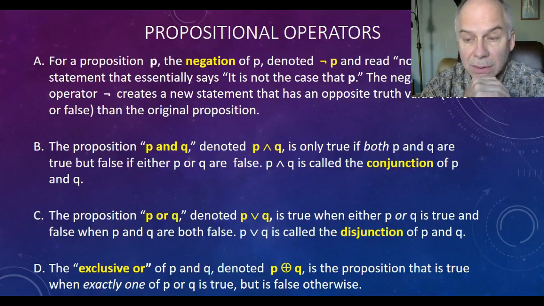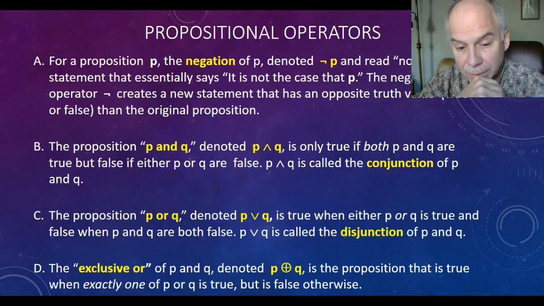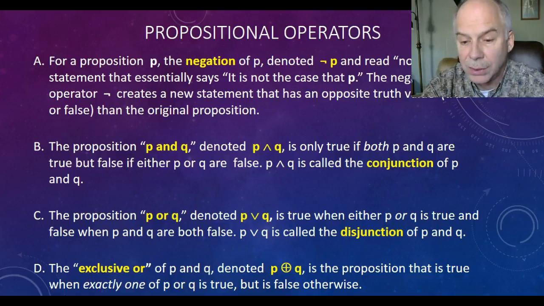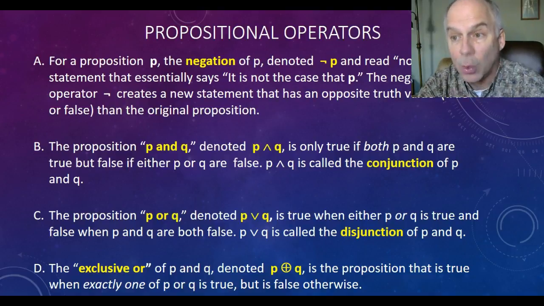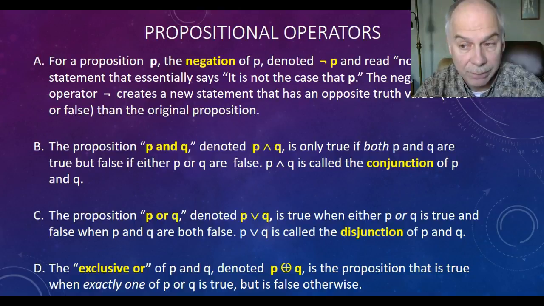Then D talks about the exclusive or of P and Q, denoted by P, a plus sign with a circle around it, Q. It's the proposition that is true when exactly one of P or Q is true, but is false otherwise. So it's when exactly one, only one of them, is true.